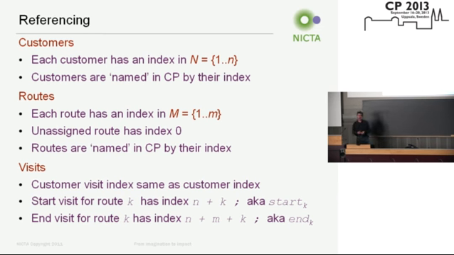So in the CP, we need to reference all of these things. So our customers, we're going to reference in the set 1 to N. Routes, we're going to reference in the set 1 to M. And we're going to have this special route 0, which is the unassigned list. This is where customers that aren't being visited get put. And visits, so normal customer visits are indexed by their index in 1 to N. Start visits are the next block. End visits are the next block. So we've got nice domains for all our variables.